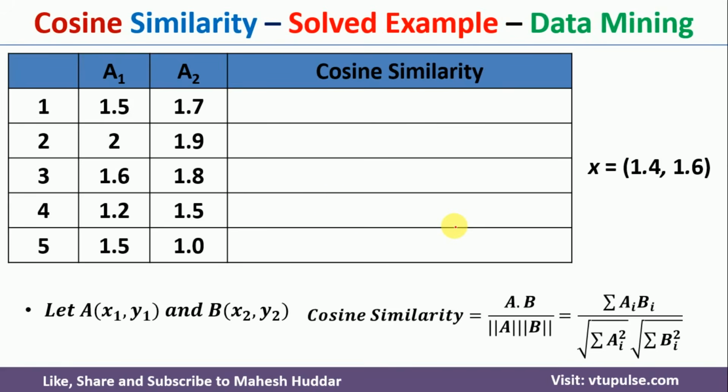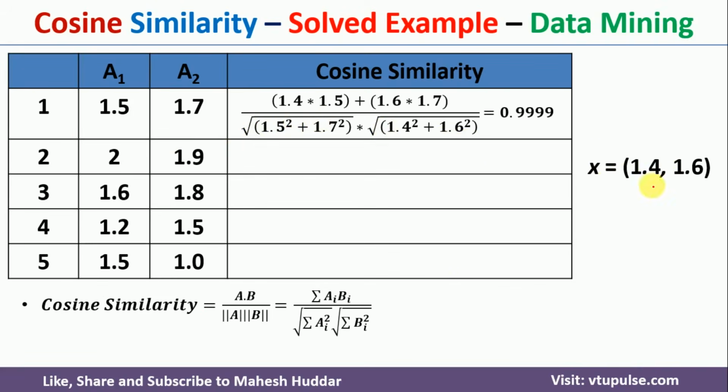Coming back to the last distance measure, that is cosine similarity. If you want to find the similarity between 2 points, that is A and B, you can write the formula something like this: the summation of Ai Bi divided by the square root of the summation of Ai squared multiplied by the square root of the summation of Bi squared. Now the numerator looks something like this in the first case. You can say this point is A and this point is B. So the summation of Ai Bi is nothing but 1.5 multiplied by 1.4 plus 1.7 multiplied by 1.6. That is what I have written at the numerator.